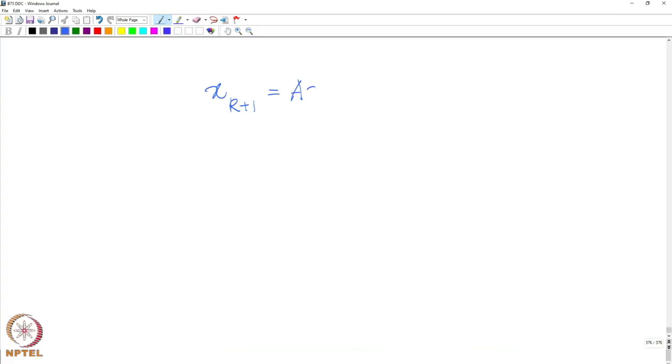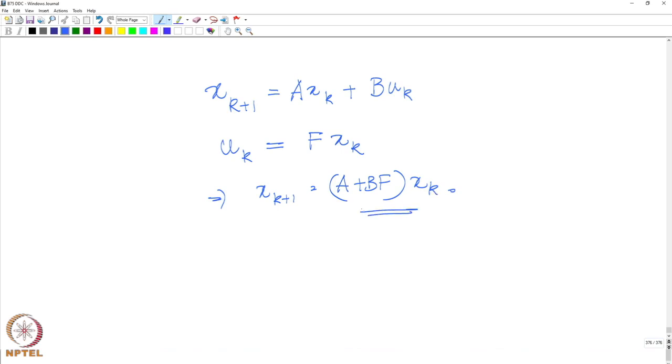Usually the setting is that your state space equations are x_{k+1} = A x_k + B u_k, and then you define a state feedback control given by u_k = F x_k. This tells us that x_{k+1} = (A + BF) x_k, and then you ask the question whether it is possible to place the eigenvalues of A + BF by designing this F in such a way that you achieve some goals. Namely, for stabilization you would like to have the eigenvalues of A + BF within the unit disk.